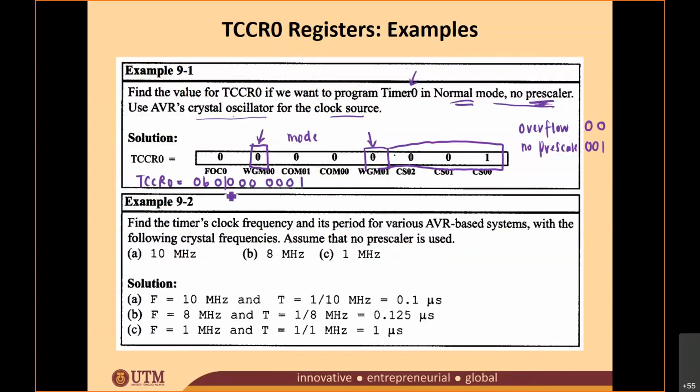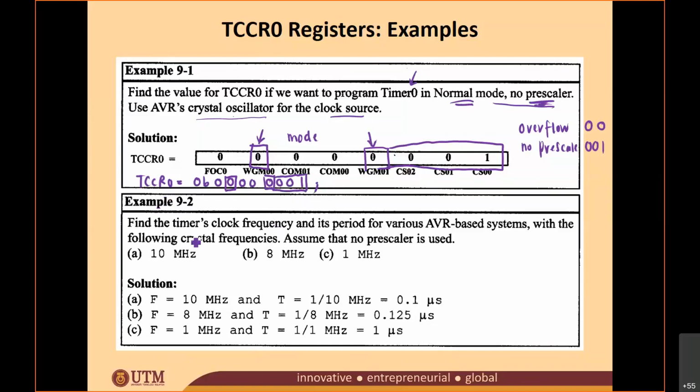This is the normal mode, or overflow mode, and then without a prescale. Okay, so this is the value that you're going to write in the C programming.